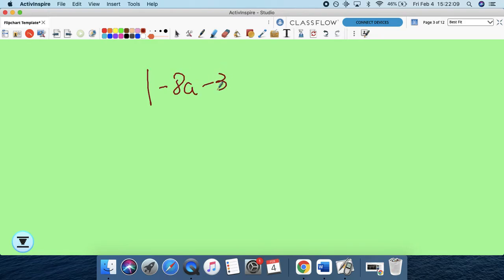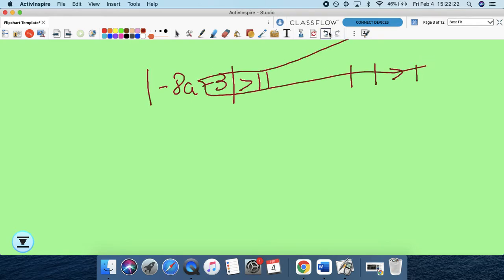See if I can get to it. There's nothing to divide by, add to both sides, it's ready to go right away. So let's think about that. Forget the negative 8a for a second, minus 3. Let's focus on this. What can I take the absolute value of so that it is greater than 11?